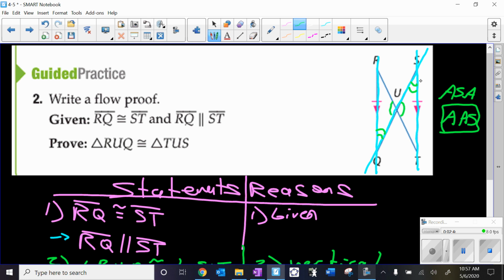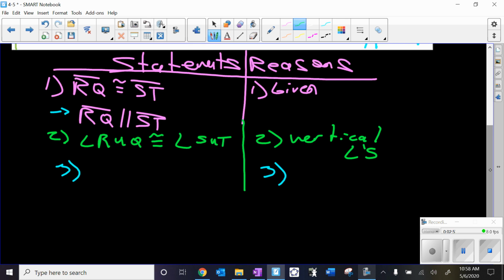You could use the same thing for the other ones. You could also say angle R is congruent to angle T, also by alternate interior angles. In this case, we're just going to use S and Q. We're going to say angle S is congruent to angle Q by alternate interior angles.